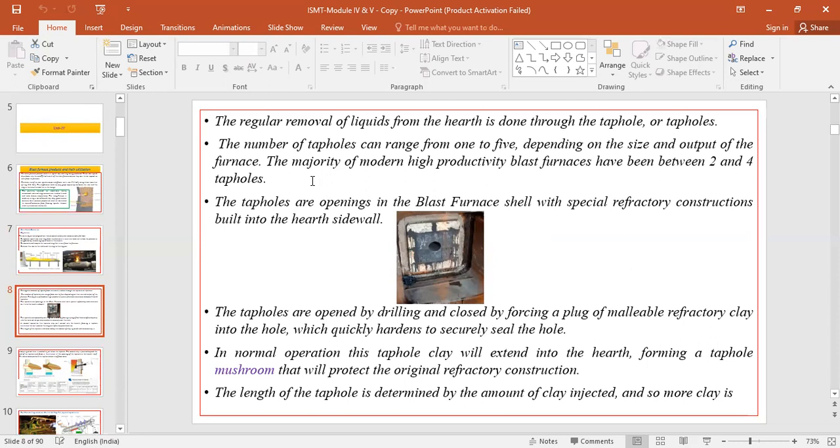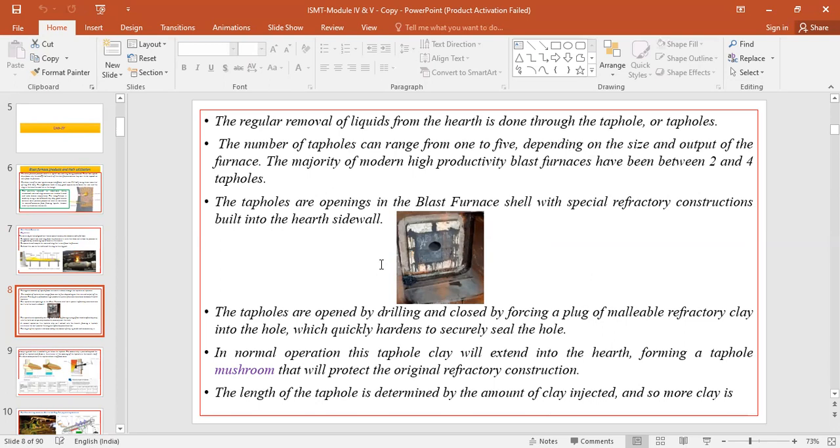So the number of tap holes for any blast furnace purely depends upon its capacity, and it may range from 2 tap holes to 4 tap holes. These tap holes are openings in the blast furnace with special refractory construction built in the hearth side walls. And these tap holes are opened, as I told, using a drill bit, and we open the tap hole during the tapping condition.